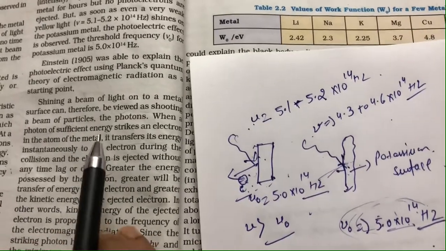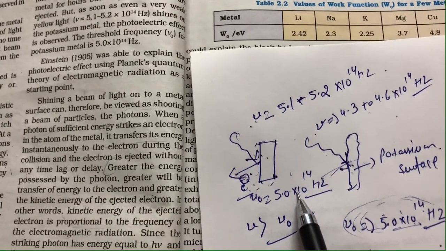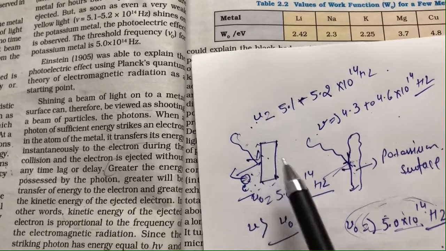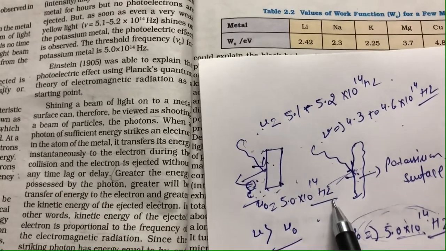So that's why we can say that threshold frequency is a required condition for any incident light radiation, that it should have a frequency greater than the threshold frequency. Clear?